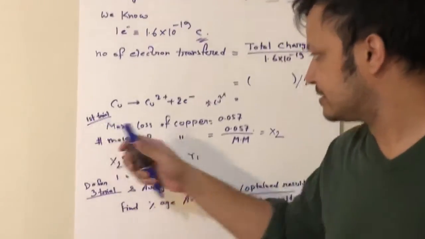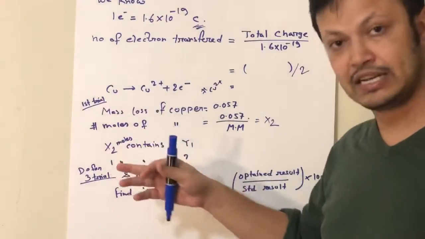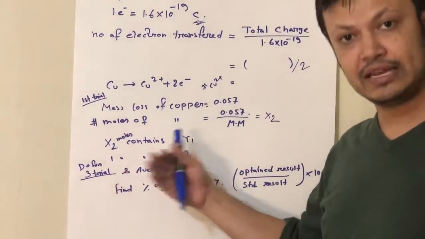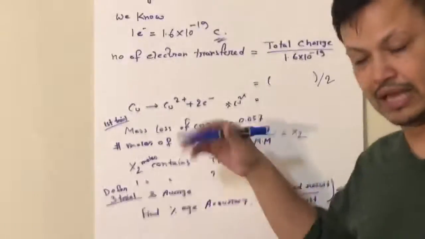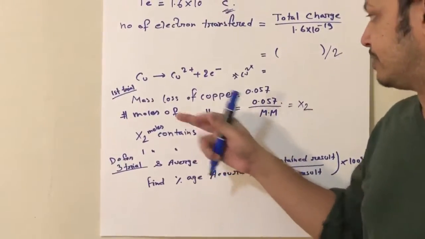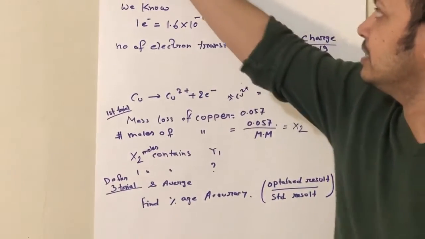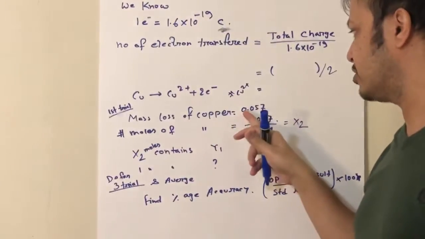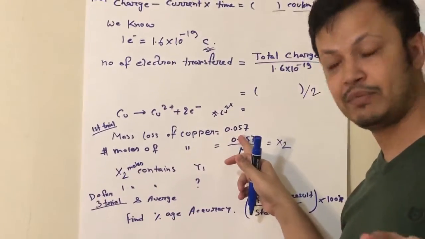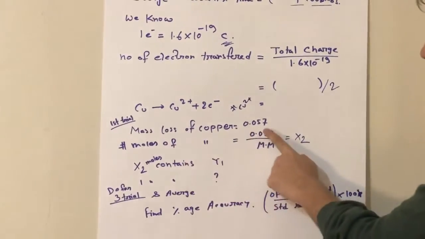I am actually giving this for the first trial, but you will do it for the first trial, second trial, third trial, fourth trial. Then you will take the average. But for the first trial calculation, the mass loss of copper is 0.057. You saw it in the experimental part; I put 0.057.